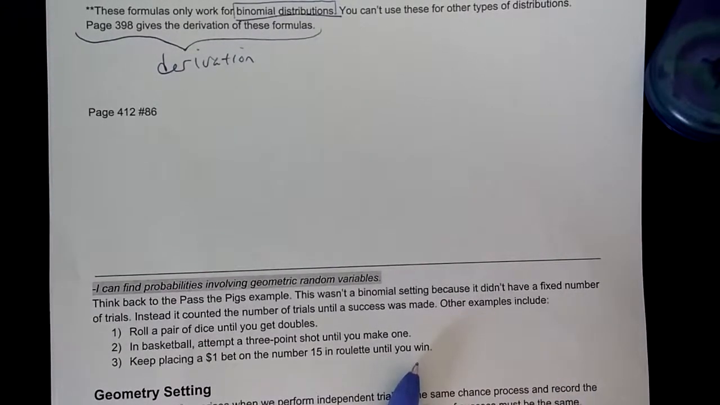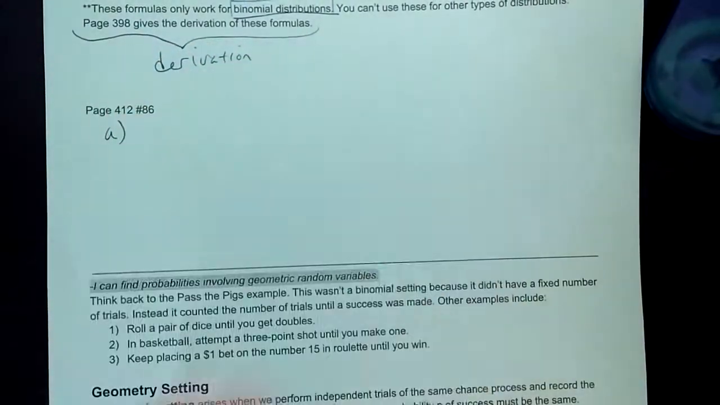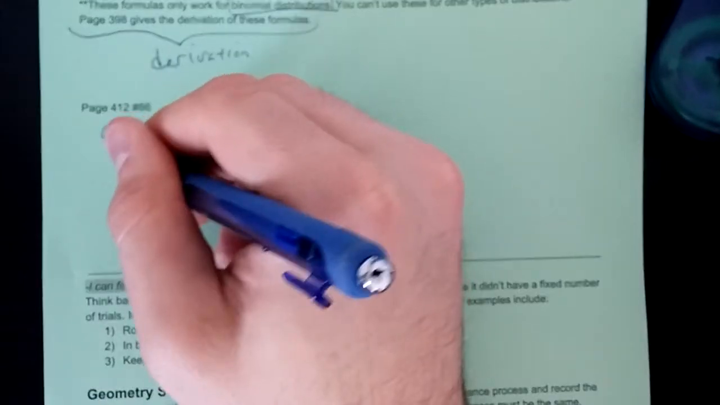Number 86 says, engineers define reliability as the probability that an item will perform its function under specific conditions for a specific period of time. A certain model of aircraft engine is designed so that each engine has a probability of 0.999 of performing properly for an hour of flight. Company engineers test an SRS of 350 engines of this model. Let X equal the number of engines that operate for an hour without failure. A, explain why X is a binomial random variable. Go through BINS.